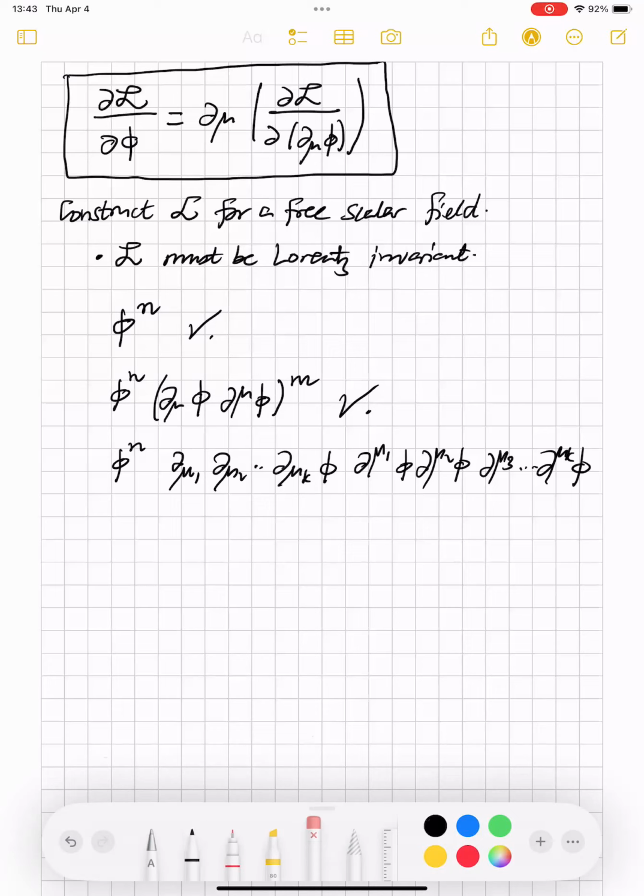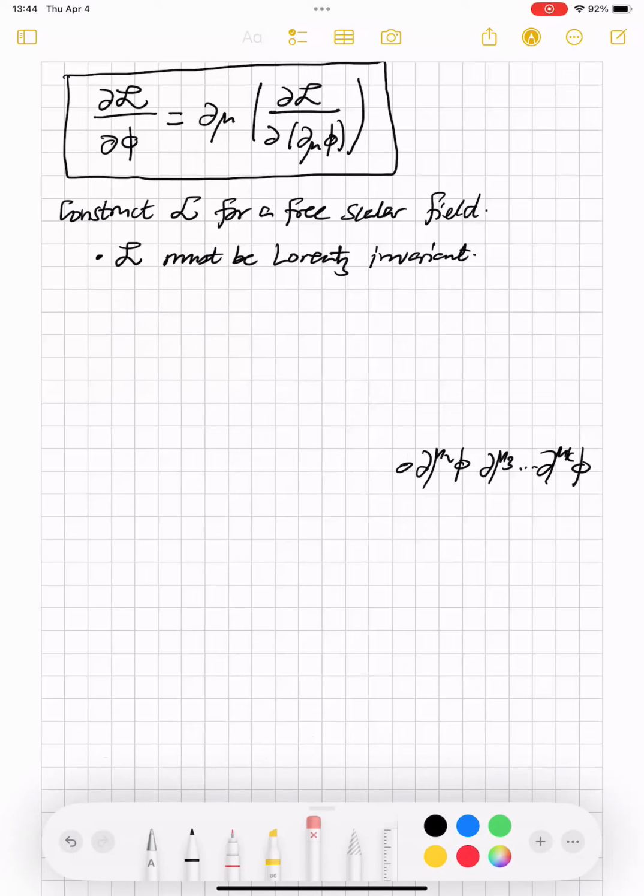Good. So it must be Lorentz invariant, and by now you know what that means. We can use the field and derivatives of the field, and any terms that we put into the Lagrangian density must have all 4-vector indices contracted.